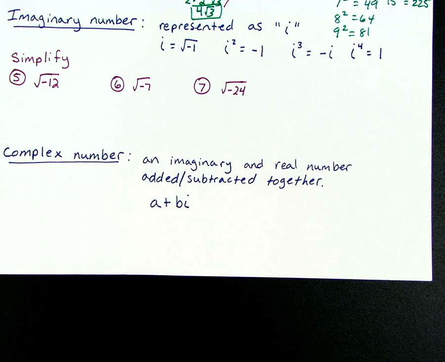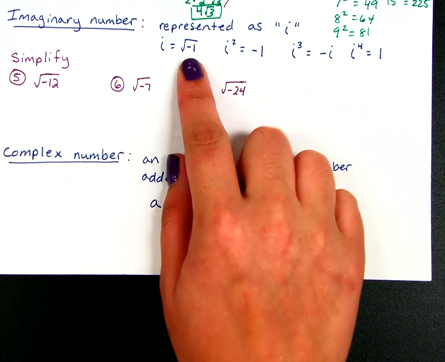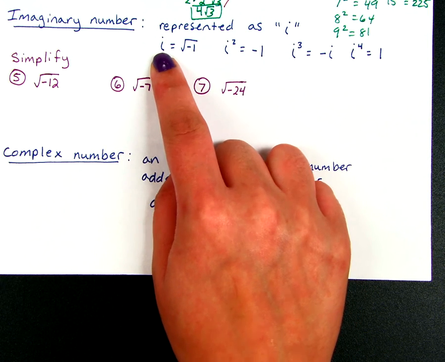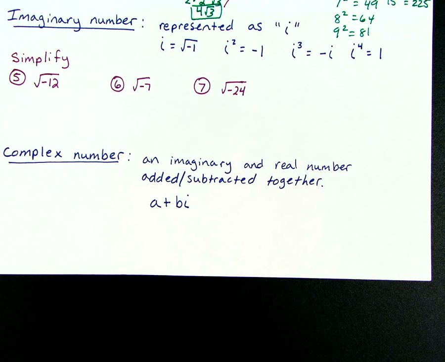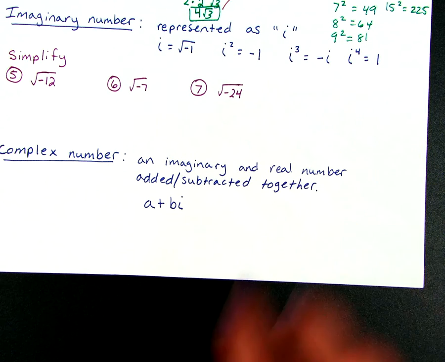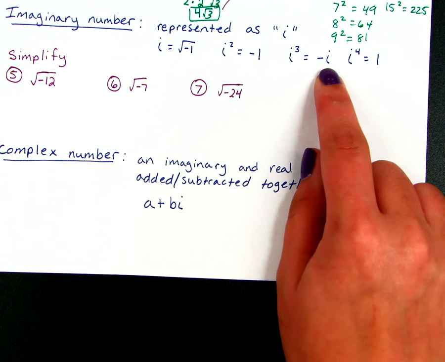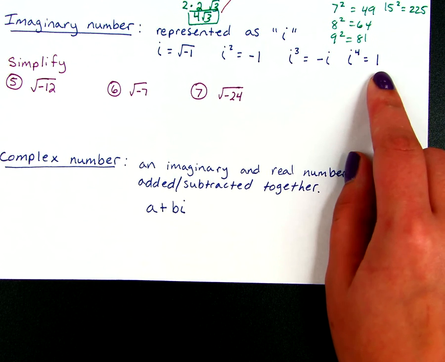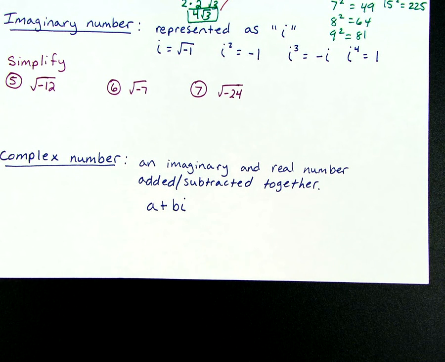To help us simplify radicals further when we have a negative in there, mathematicians made up a nice little letter to represent that. So again, if we are taking the square root of a negative, we're going to represent it as an i on the outside of the radical. That also means if I have i squared, so if I'm taking i times i, that will simplify to be negative 1. i cubed, so i squared times i, will give us negative i. And i to the 4th will give us 1. And then our pattern starts over.